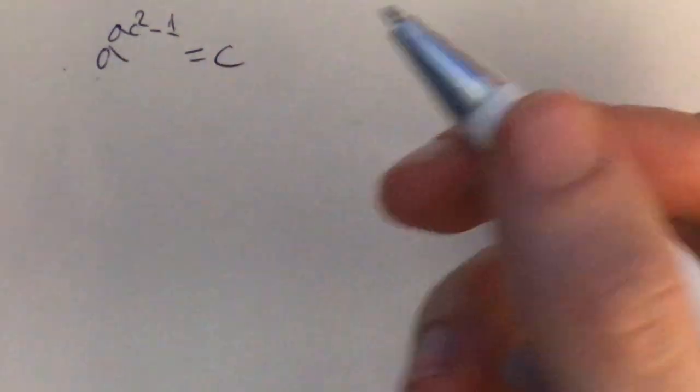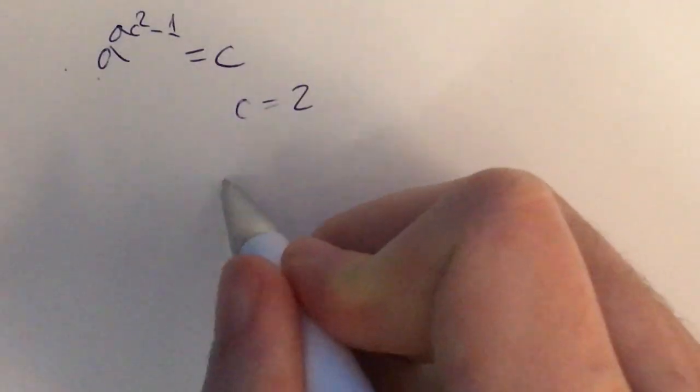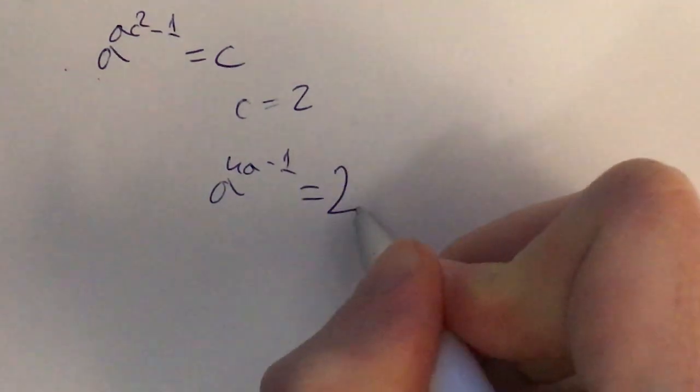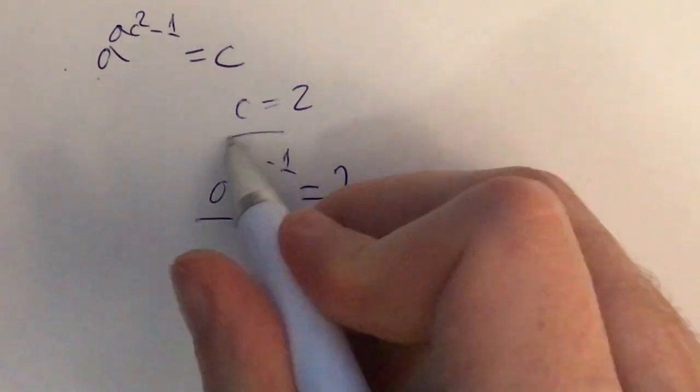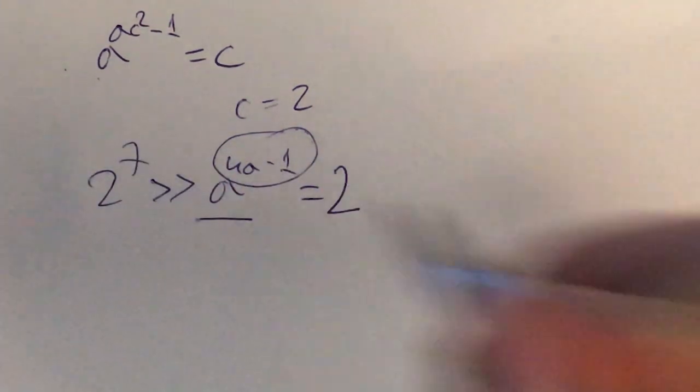Now, what I see immediately here is that if c is 1, that means a is 1, but we're not looking for those solutions anymore. On the other hand, if c is, say, 2, we would have a to the power of 4a minus 1 be equal to 2, which forces a to be 2, and then this whole thing becomes 2 to the power of 7, which is a lot bigger than 2.